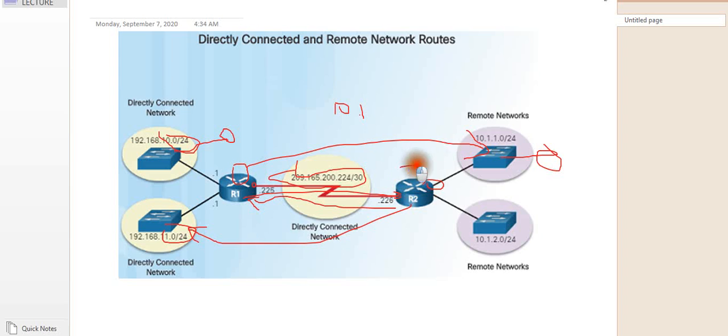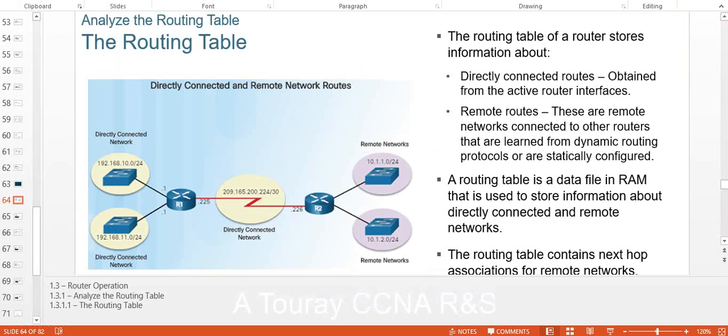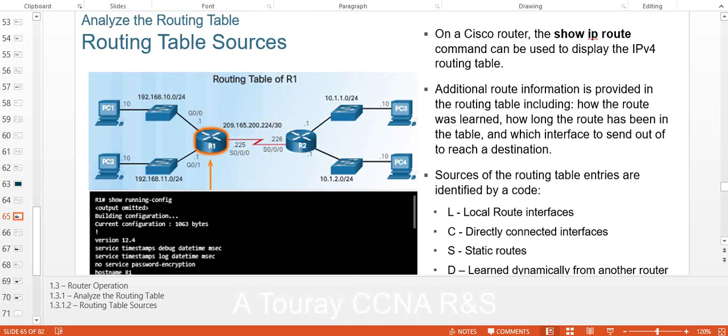Networks that are not directly connected, where this router does not have an IP address directly configured on its interfaces, are remote networks. I do not know about these two networks because they are behind another router, so they do not belong to my domain. So that is what remote and local, or directly connected, mean.